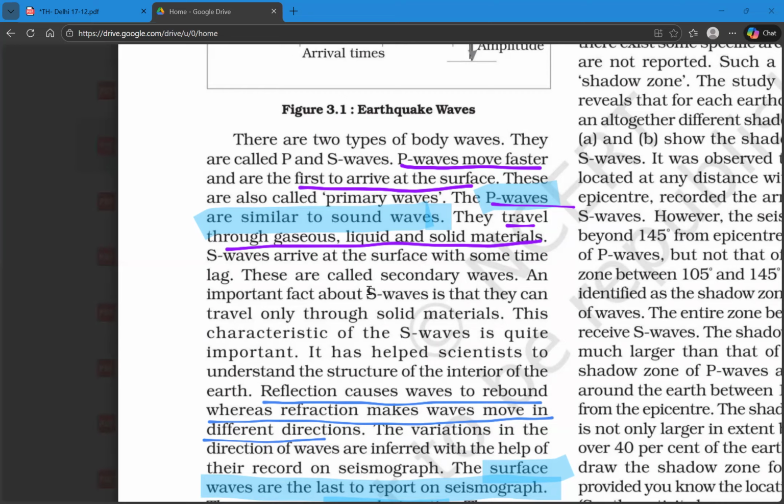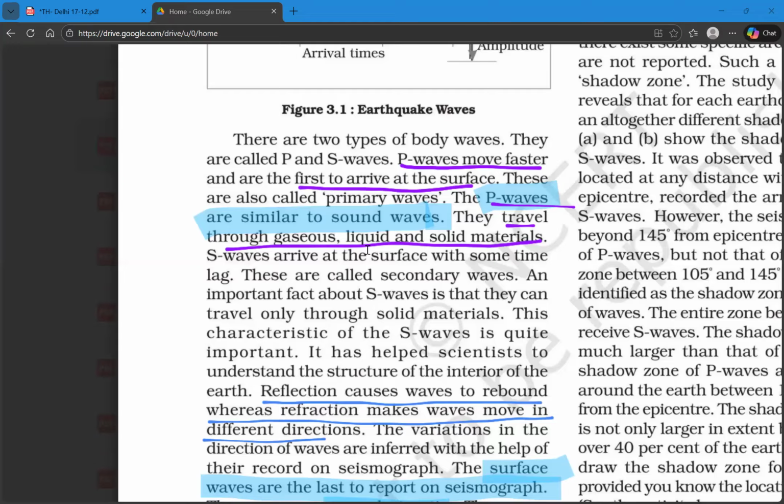The body waves are generated due to release of energy at the focus. These body waves travel in all directions, and when they interact with the Earth's surface or the surface rocks, surface waves are generated. Next, in body waves, we have two types, that is P waves and S waves. P waves are called primary waves, and they are the first to arrive at the surface.